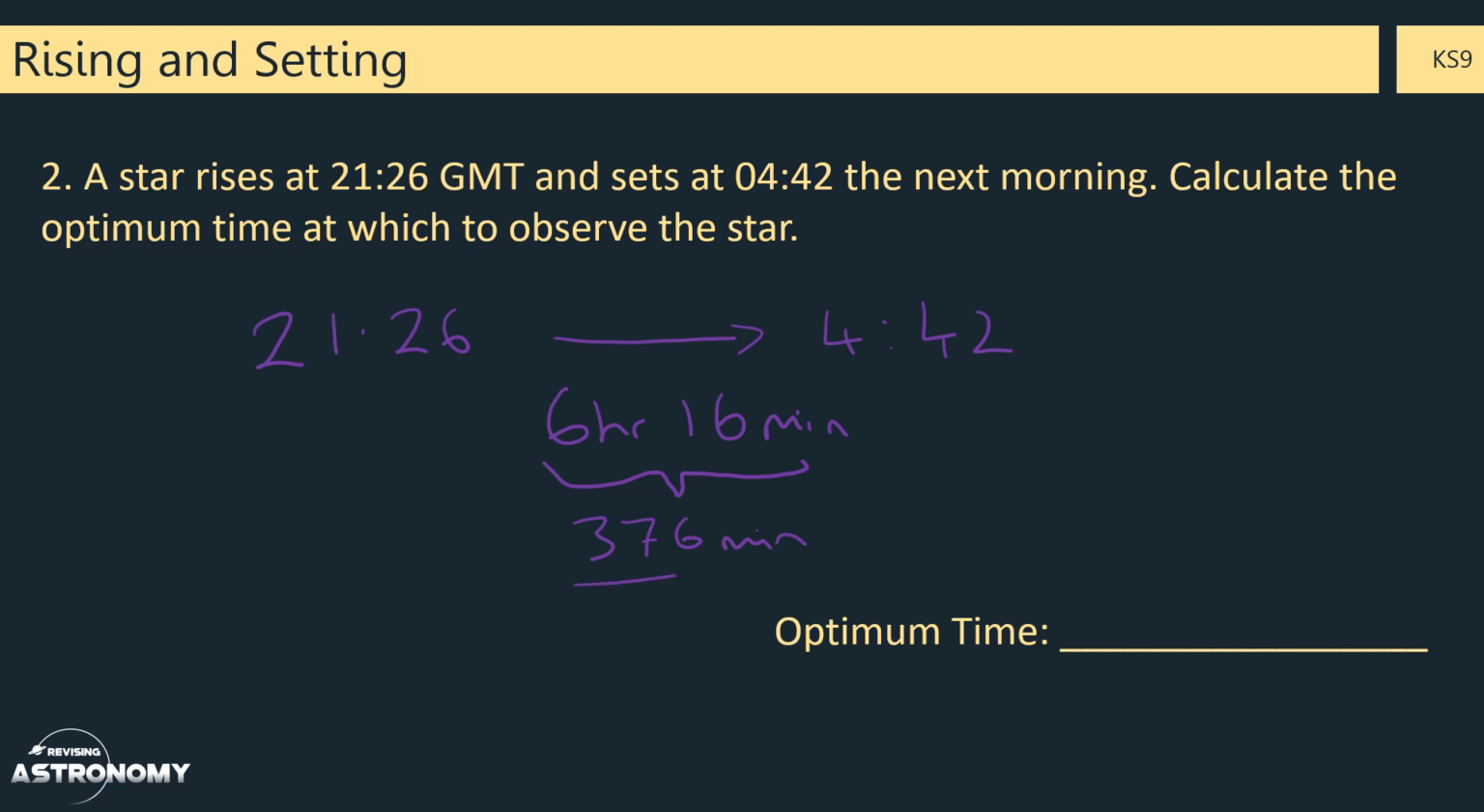Obviously we want the midpoint, so we're going to divide that by 2, which gives us 188 minutes. And then we need to convert that back into hours. I know that 3 lots of 60 is 180, so there are 3 hours, and then 8 minutes left over. So 3 hours, 8 minutes would be the middle point. I'm going to add that on to 9:26. So that would be 10:26, 11:26, 12:26, and then adding on the 8 minutes gives us 34 minutes past 12.